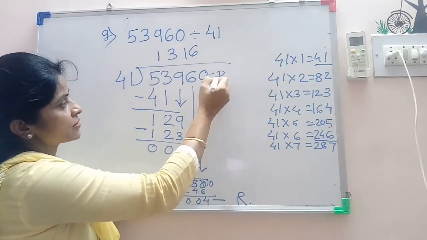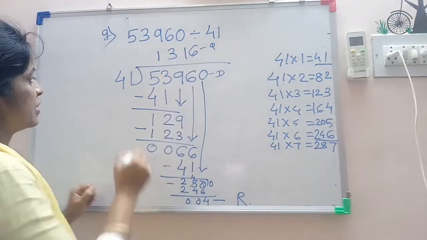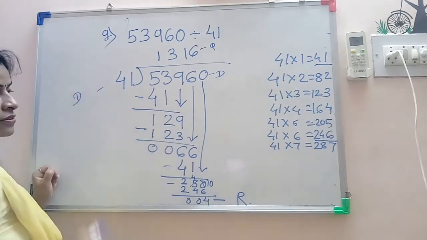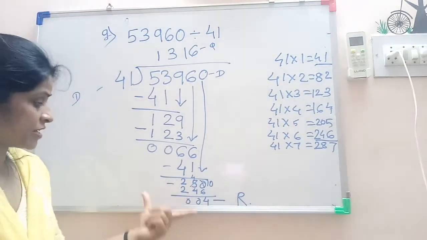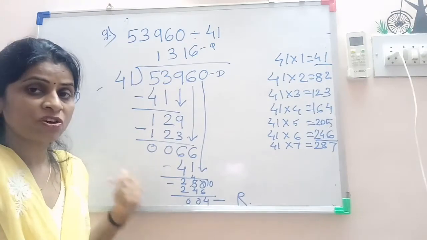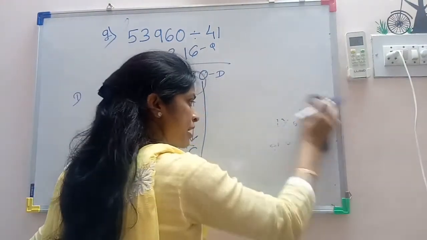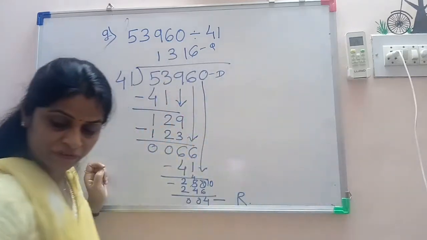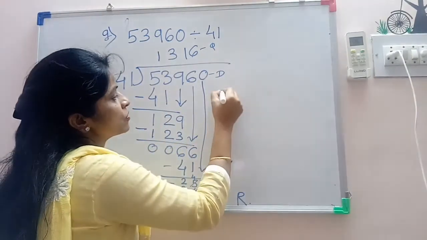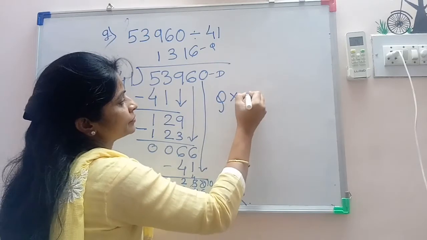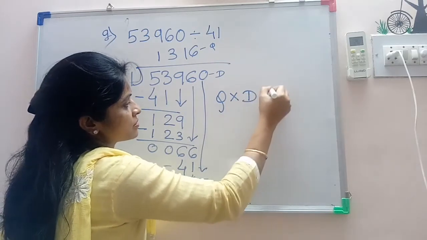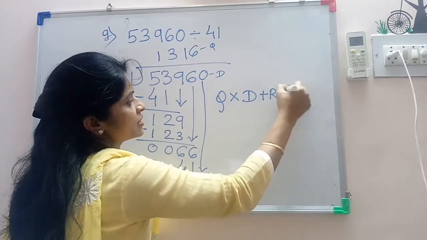This is the dividend and this is the quotient and this is the divisor. Okay. Now we will check whether this division is correct or not by the multiplication method. How to do it? First of all, you will write the formula. Quotient multiplied by divisor plus remainder, you will get dividend.